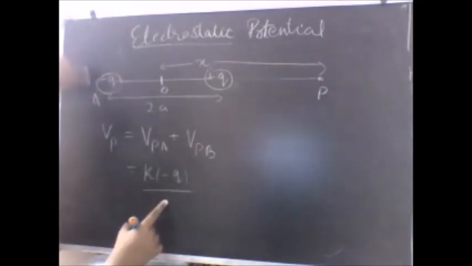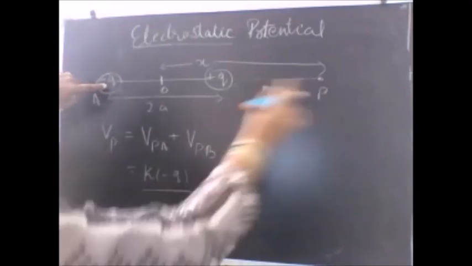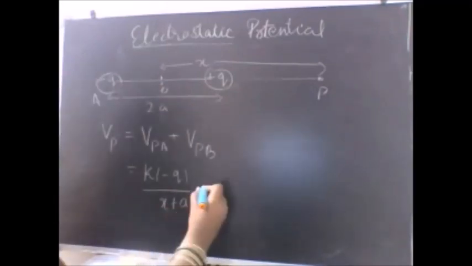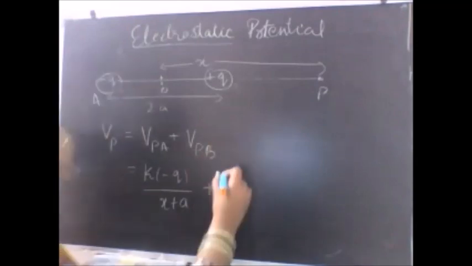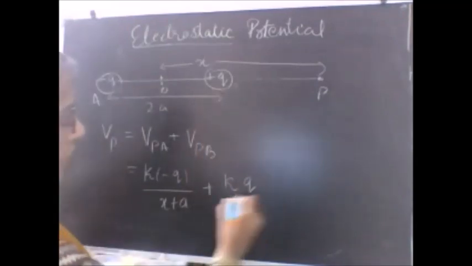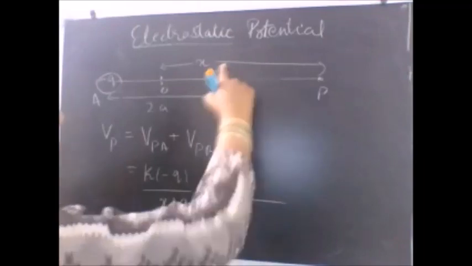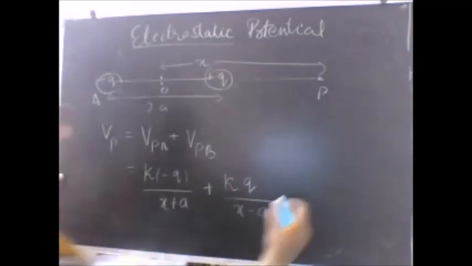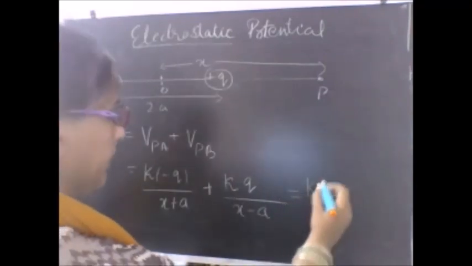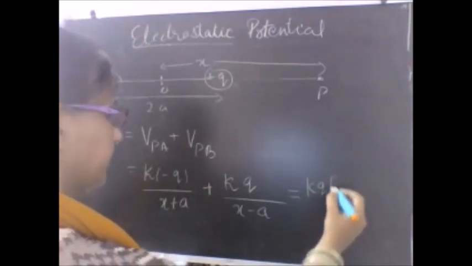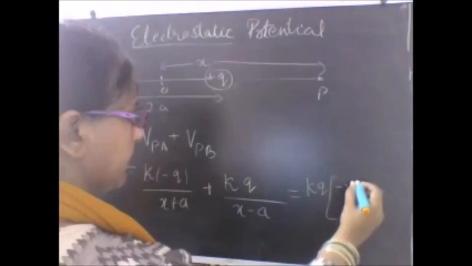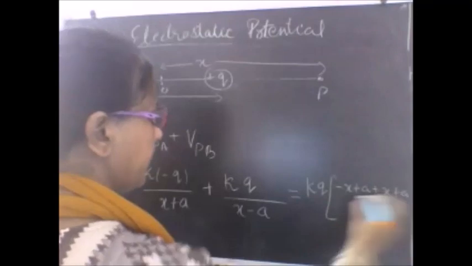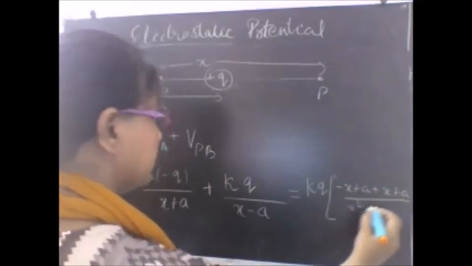And what is R? The total distance between the two charges. I will take this distance x plus the distance a. So it will be x plus a. And this is the second term. What is this? K, and the source charge here is Q, and what is the distance? This distance is x minus a. When we solve the entire formula, the final result you can prove to be KQ, and this is minus x plus a plus x plus a, and in the denominator it is x square minus a square.